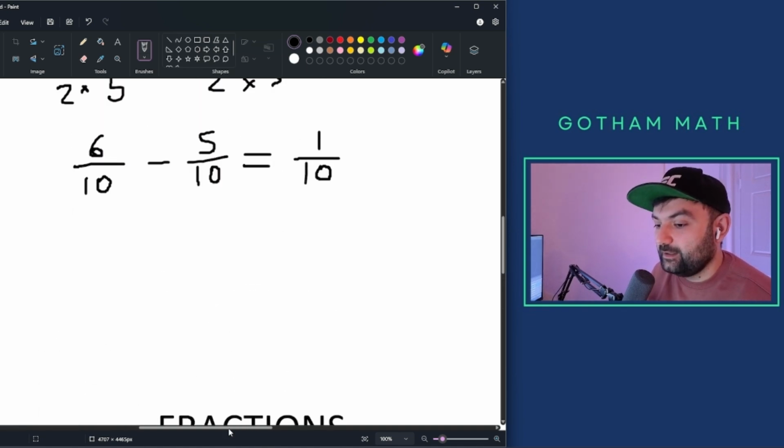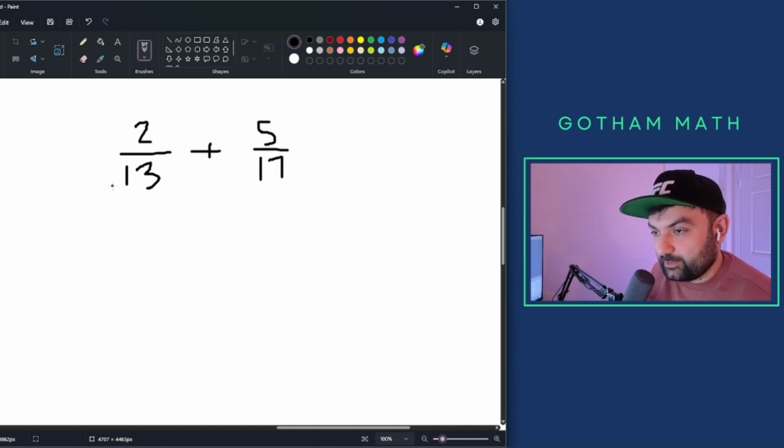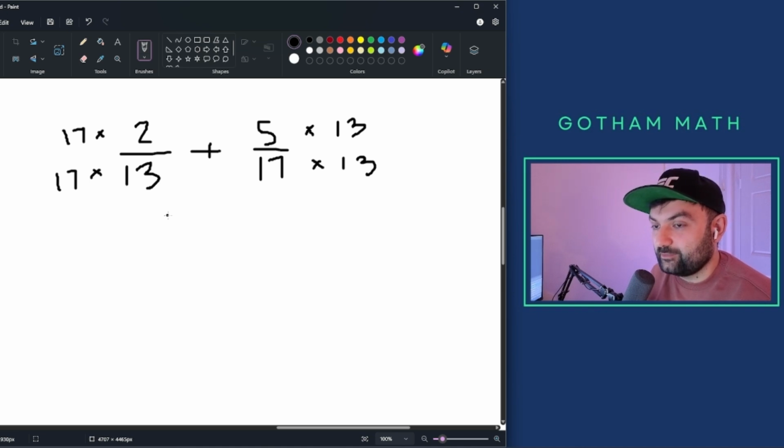Doesn't matter which numbers, even if it's ridiculous numbers, like, I don't know, 2/13 plus, I don't know, 5/17. Yes, it's going to be a little bit annoying. You're going to have to do times 17 and times 17, and you're probably going to have to do long multiplication, but it doesn't matter. Yes, you're going to have to struggle a little bit and multiply, but you're going to get the right answer in the end. So that's what matters.